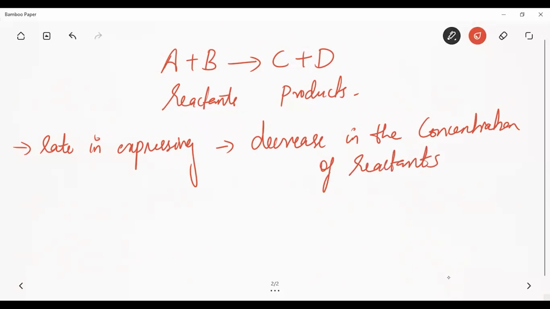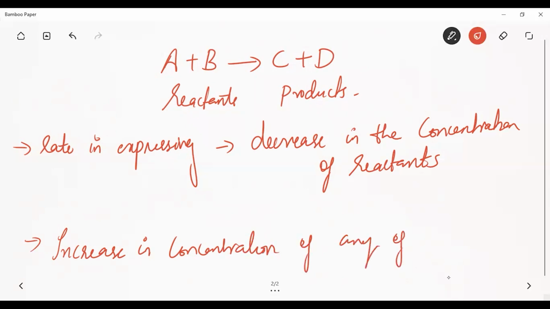Concentration of any of the reactants, A or B, anything you can write, or you can express it in terms of the increase in the concentration of any of the products. Any of the products, like that, or any of the reactants.